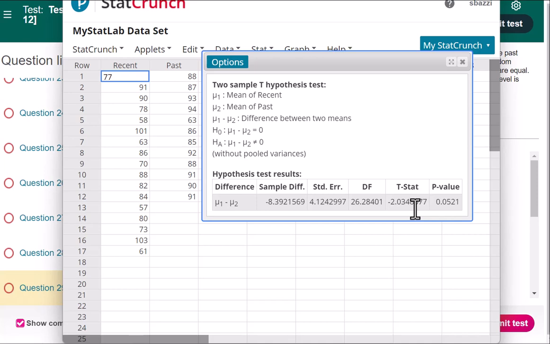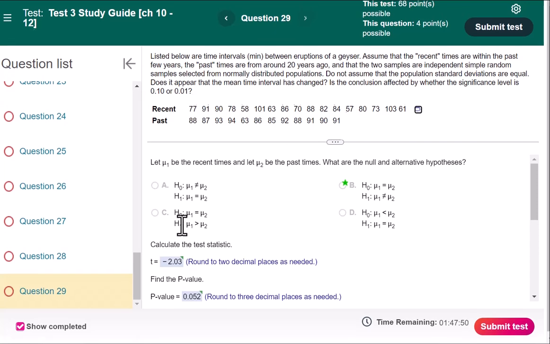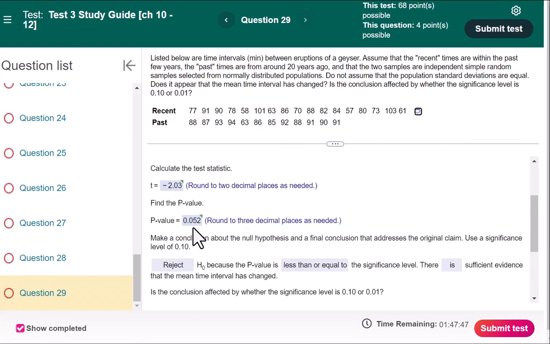The test statistic is negative 2.03, and look at the p-value, 0.05. What alpha is he giving me in the problem? Oh, 10%. This is less than 10%. That means you reject the null hypothesis. But then he asks you to do it at 0.01. That's bigger than 0.01. You fail to reject the null hypothesis. So at 10%, you reject the null hypothesis and conclude that the mean time has changed. But at 1%, guys, you fail to reject the null hypothesis and conclude that there is not sufficient evidence to support the claim.